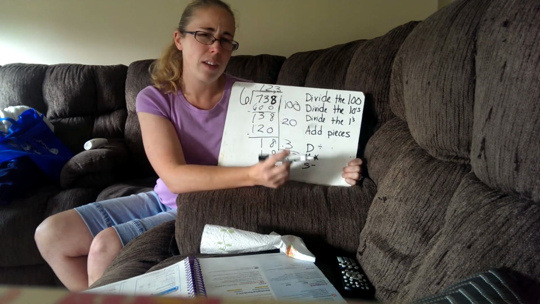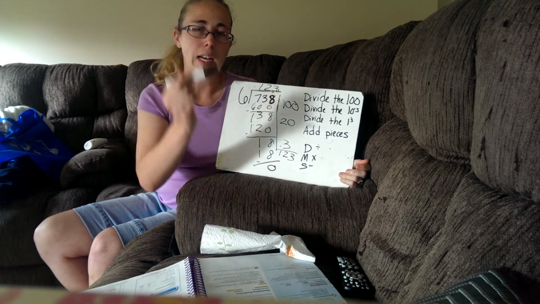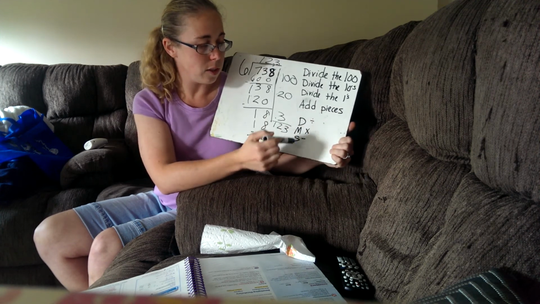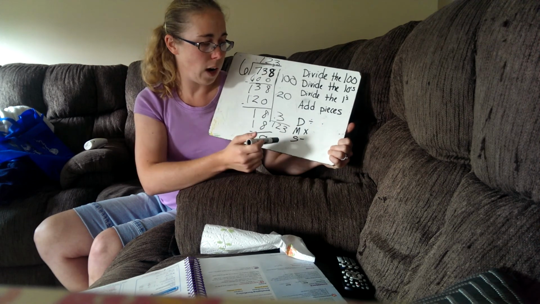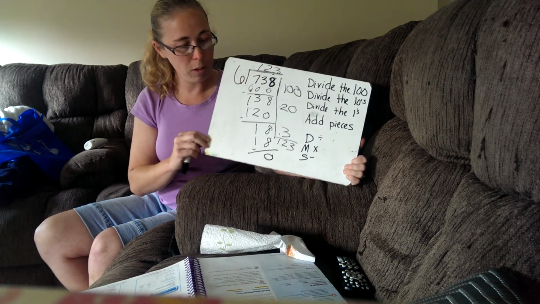So it's a little bit different than the other way I taught you to do long division, but this way you don't have to bring anything down. You don't have to borrow anything down. It just repeats dad, mom, sister, divide, multiply, subtract, and then add up your partial quotients to give you your final quotient.